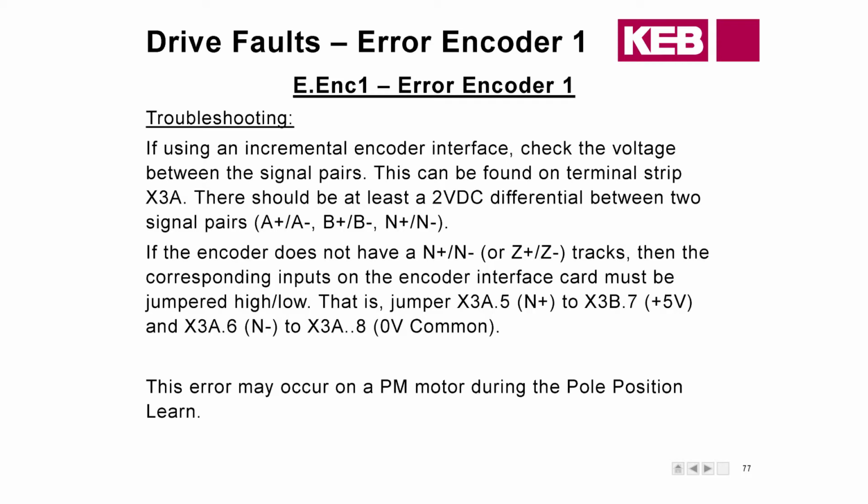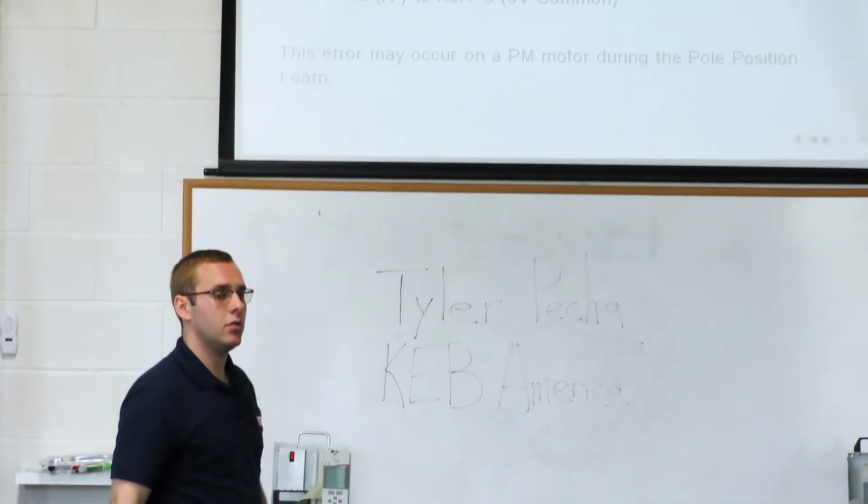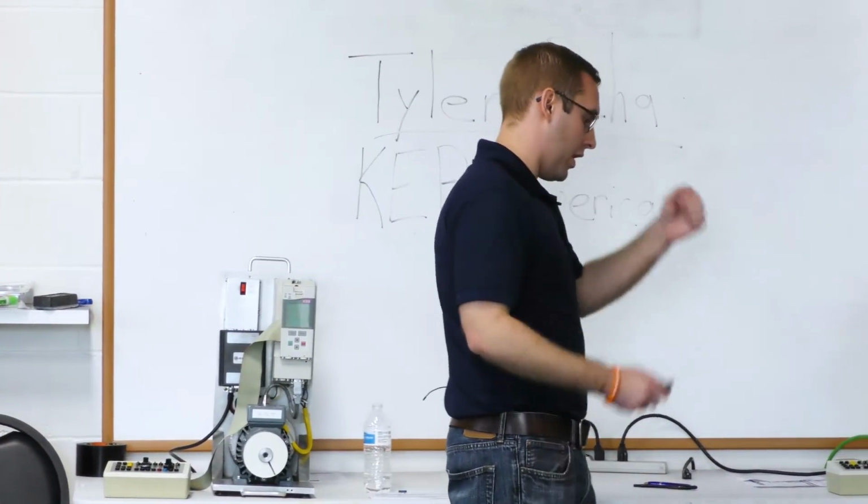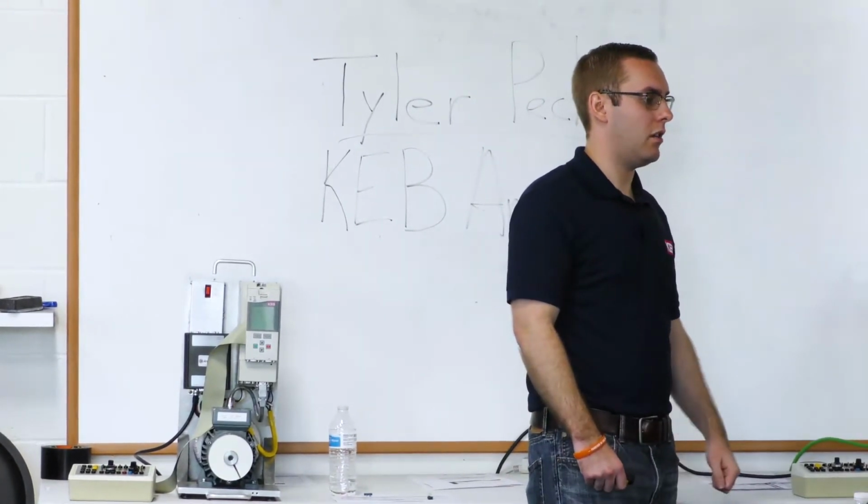You can take 5 volts from the next terminal strip over on the encoder card, X3B, pin 7, and you would just jumper that to X3A pin 5. That'll give you the N plus channel. It's 5 volts, and then you would just jumper the X3A pin 6 to the common X3A pin 8. So that way, if you measure between those two, the N and the N plus, you should have a 5 volt differential there.